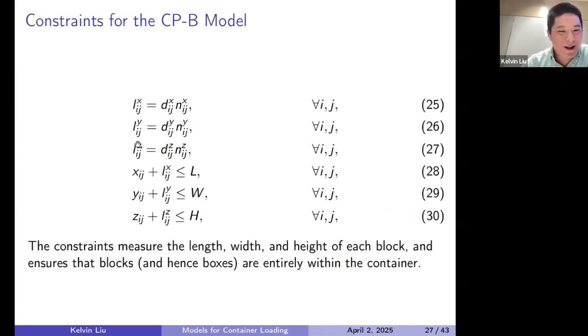Lx, Ly, Lz. So 25, 26, 27 are just measuring the dimensions of the block in terms of the number of boxes and then the dimensions of the boxes. And then these ensure that the block remains entirely within the container. And if the block is within the container, then every box in the block will also be within the container. So that's good.